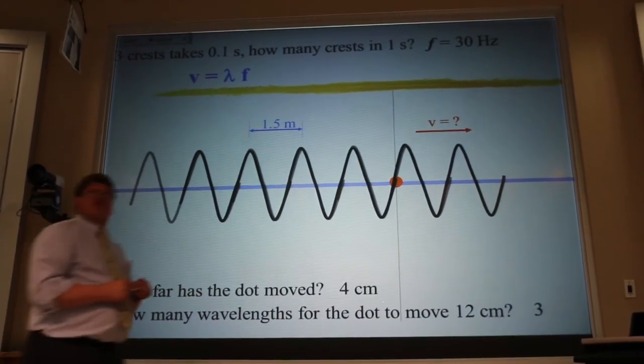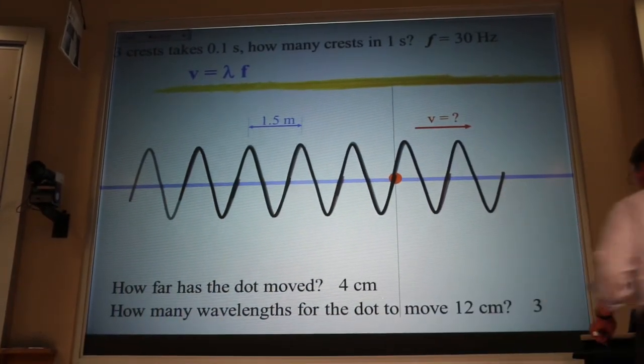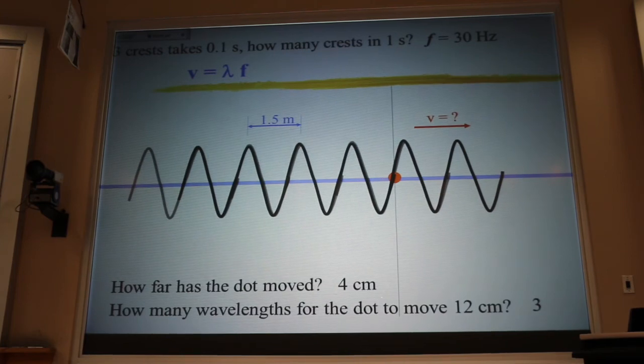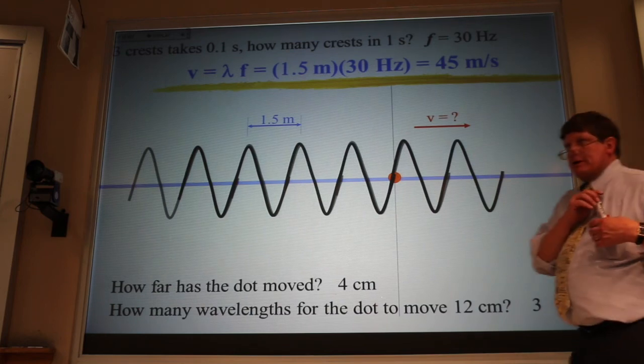Remember, a hertz is just a per second. And so if I take meters times hertz, that's meters per second. Check that your neighbor followed that, because you're going to have to do that on your homework.